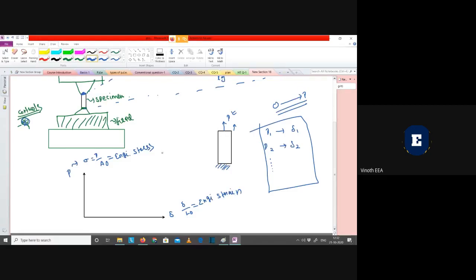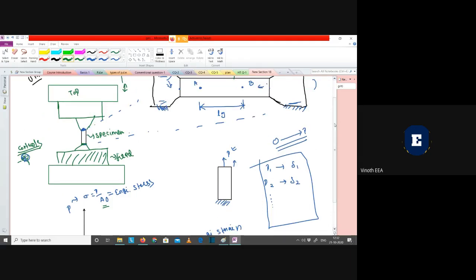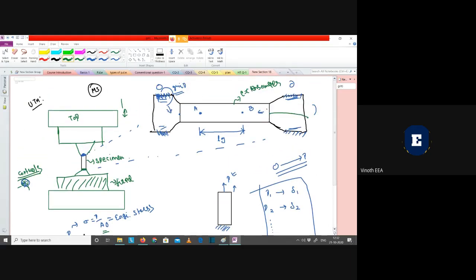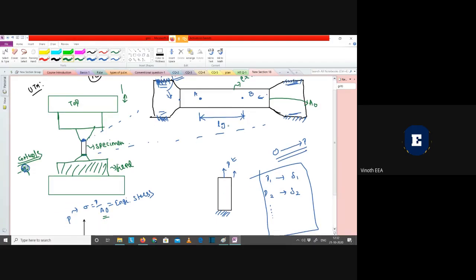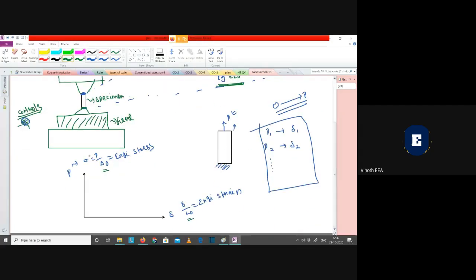See, why I am specifically mentioning the word original: because here we are considering the initial area only. Let us consider the initial cross-section area be A naught. Every time I will be using that initial area only, and similarly the initial length be L naught. So every time I will be considering this initial or original length and original area only for calculating engineering stress and engineering strain.